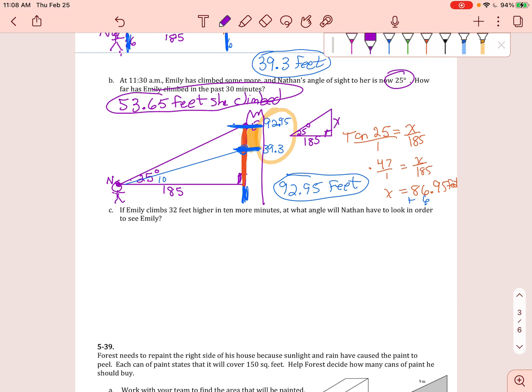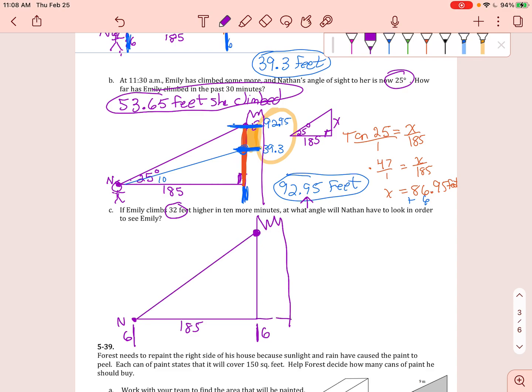So let's draw our little picture. So here's Nate Dog. He's still standing 185 feet away. The mountain is still right here. And Emily climbed 32 feet higher than this. So we're going to add the 32 onto that, but then we have to subtract. Don't forget, guys, we have to subtract this 6 feet.